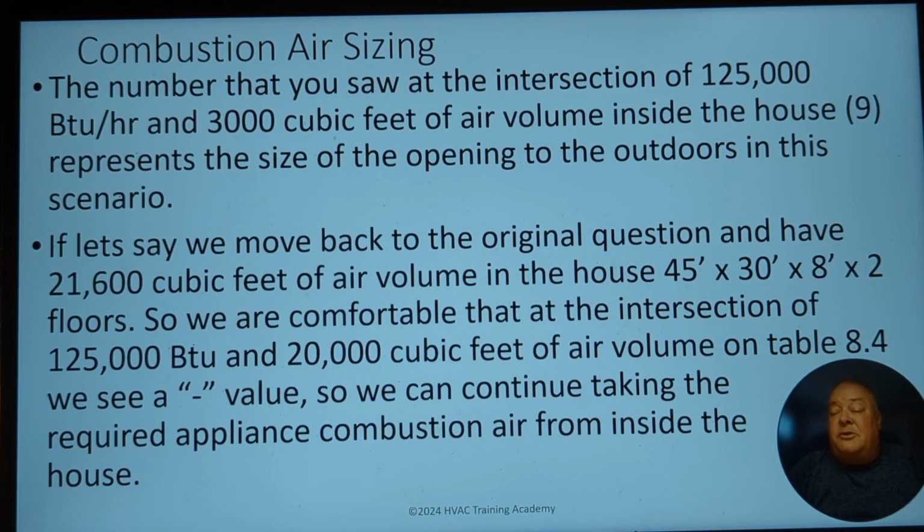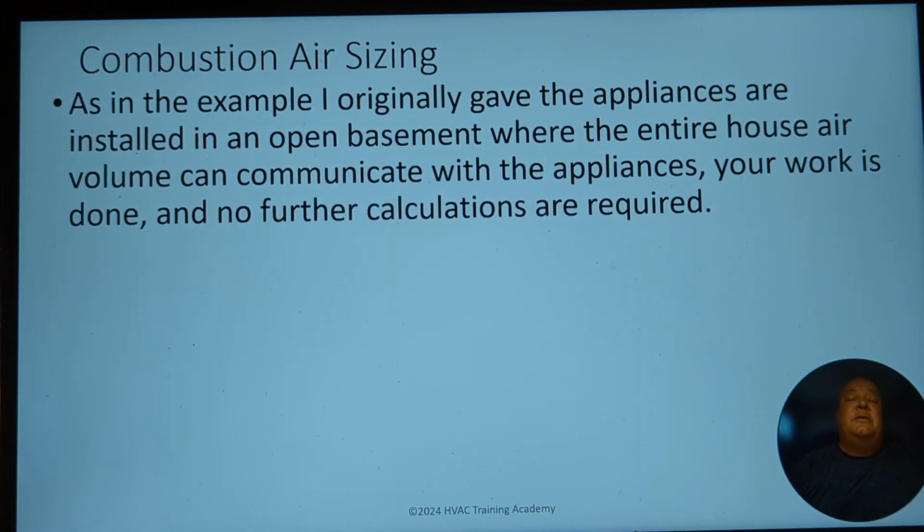So we go back to the original question. We got 21,600 cubic feet of air, 45 by 30 by 8 by 2. At the intersection of 125 and 20,000 cubic feet, we have a dash, so we can continue taking the required appliance combustion air from inside the house. And again, in an open basement, so really our work is done. In an open basement, we have enough air to satisfy the requirements for those appliances.